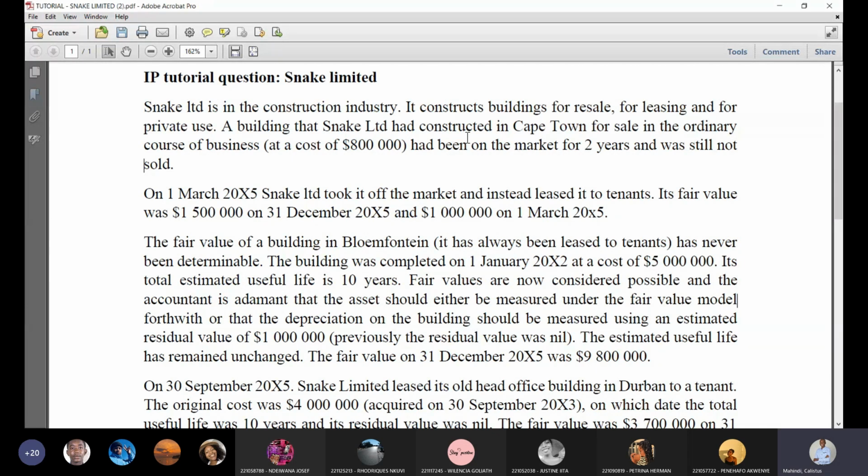Exactly, you're changing the use from inventories to investment property. So what is important, since you've identified this, you can even write down on your question paper: this is inventory to investment property. And then you know the rule. What does the rule state? Inventory is measured at the lower of cost and net realizable value, and then you transfer it at its carrying amount. All right, so let us read the next one.